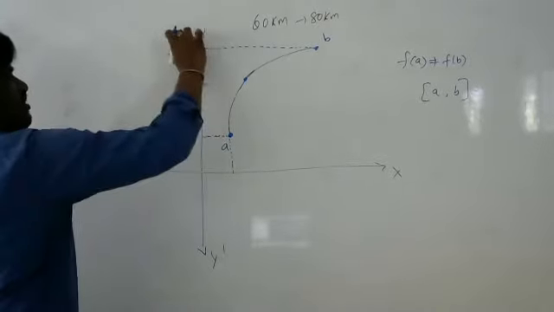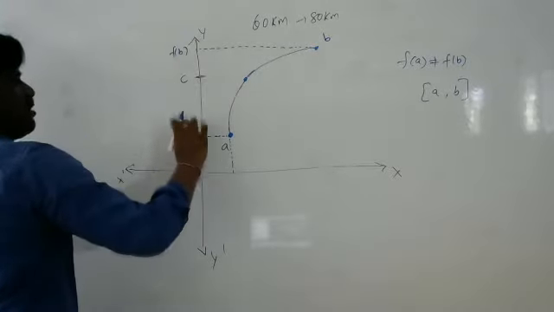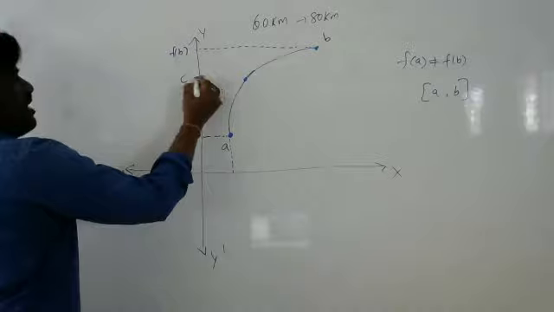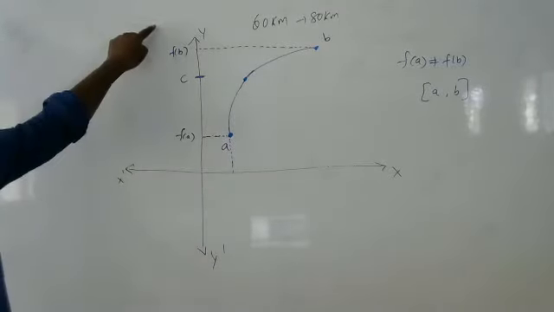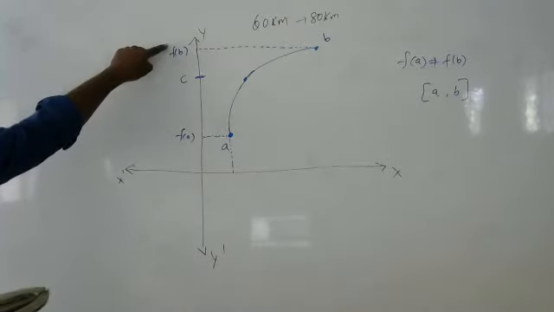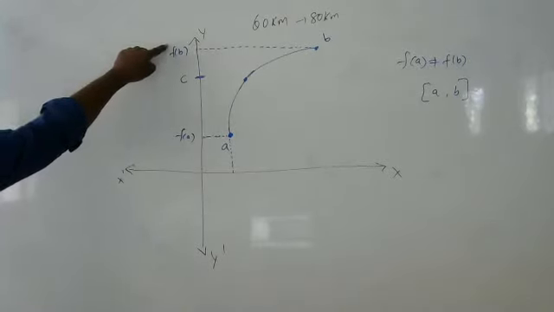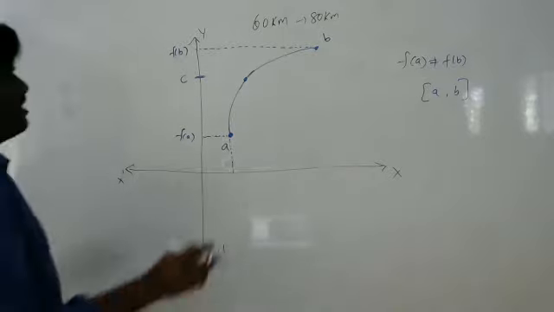From f of A to f of B, suddenly there is one point C that belongs to f of A to f of B. What is that saying? Then for some value C between f of A and f of B, there is at least one number x naught in [A, B] for which f of x naught is equal to C. What is it saying here?